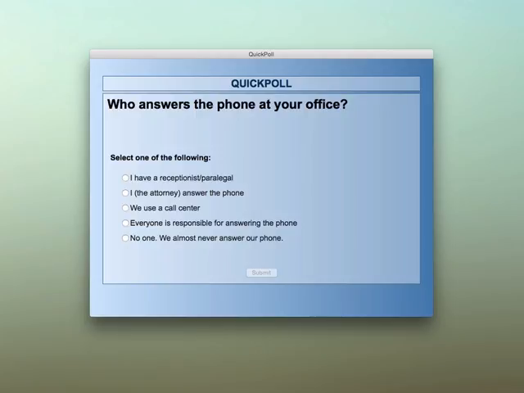And we've given you 5 different choices. 1, you have a receptionist or a paralegal that answers the phone. 2, you, the attorney, answer the phone. You're responsible for it. 3, you use some sort of an outsourced call center where you outsource your calls to someone else. 4, everyone is responsible for answering the phone. Whoever can get to it answers the phone. Or number 5, nobody answers the phone. We almost never pick up the phone and we just let it go to voicemail and call and talk to them when it's convenient for us.